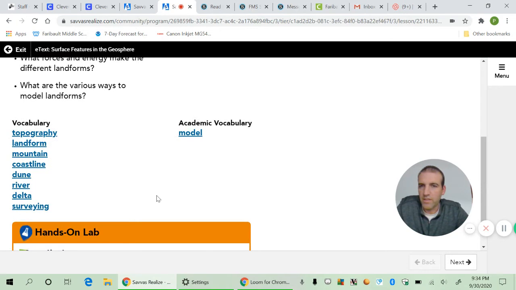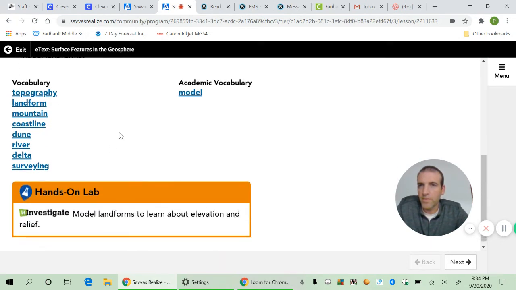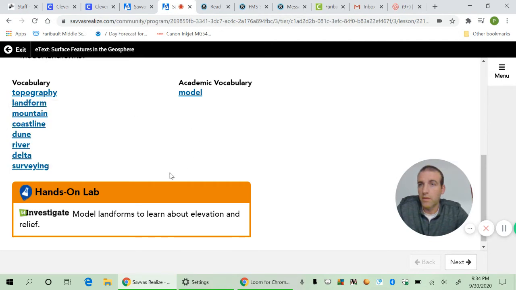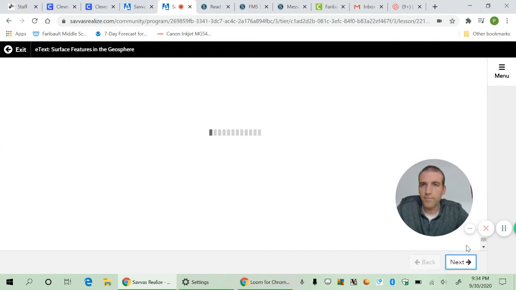The vocabulary is always listed here for you. If there's any words that you look at and you're like, oh, I have no idea what that means, you can always click on it and it'll give you the definition just like that. It'll even read it to you if you'd like and help you with the pronunciation. So once you've had a chance to take a look at that, we click on to next.